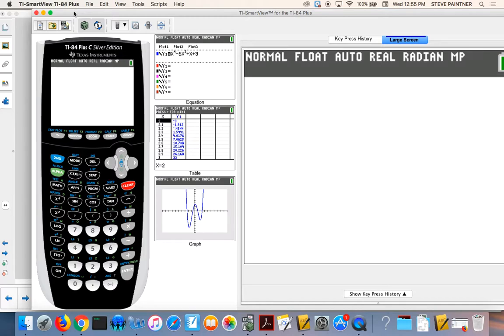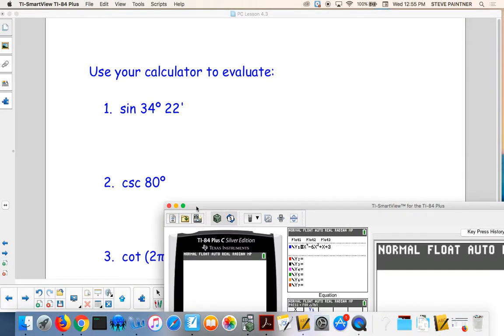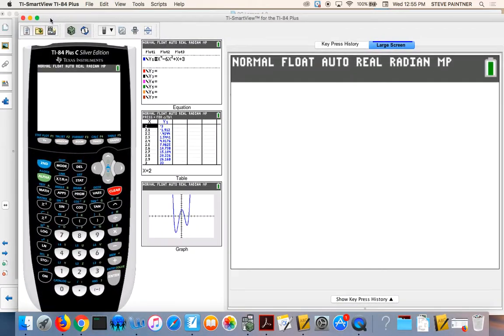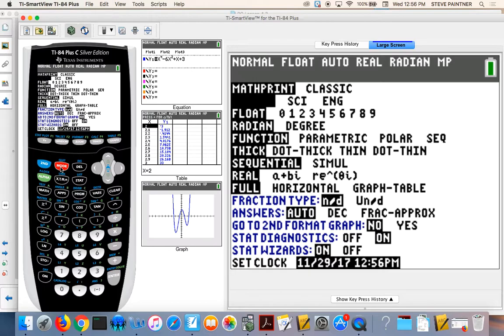He let the cat out of the bag when he said, I don't get that answer. So then I had to tell him, get into degrees. His calculator was in radians. Get your calculator in degrees. Hit the word mode right here. In mode, you're going to see I'm in radians right now. I'm not going to get the right answer. I got to get over to degrees. So down 3 over 1, enter. Now I'm in degrees, I should get the right answer, unless I hit the button wrong.